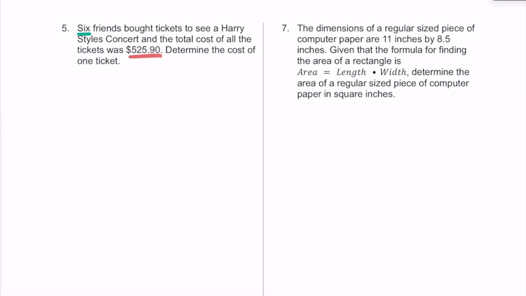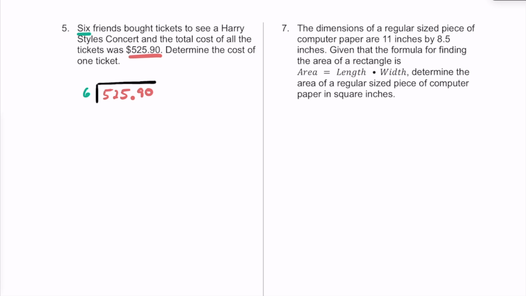Well, that's going to be the total price. Let's go ahead and take this $525.90, and we want to split this total amount of money 6 different ways to figure out the price of just one ticket here. So let's go ahead and do some division. So does 6 fit into 5? Nope. Does 6 fit into 52?